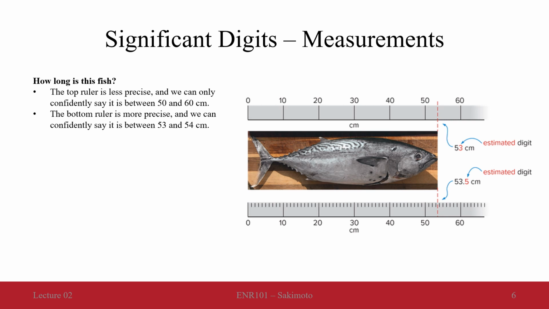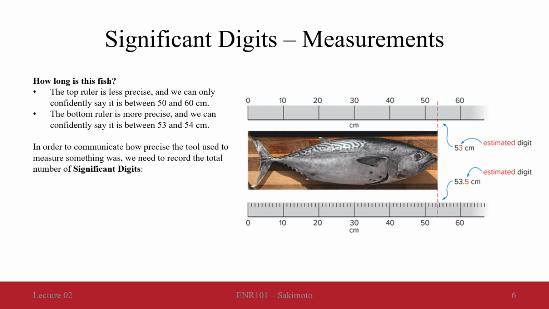In comparison, the bottom ruler is more precise. It has more tick marks, and we can see that the end of this fish lies somewhere between the tick mark denoting 53 centimeters and 54 centimeters. In order to communicate which ruler we used, how precise our measurement was, and how small or large the error is, we need to keep track of significant digits.